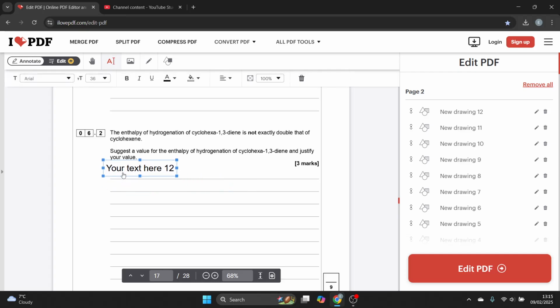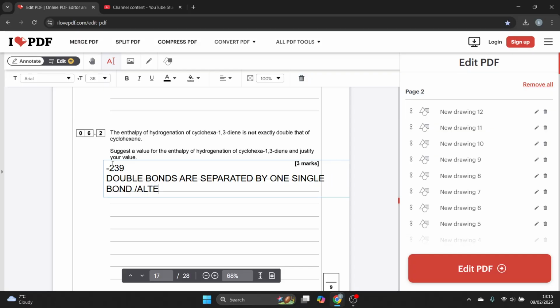Enthalpy is not exactly double that of cyclohexene. Suggested value minus 239. Double bonds are separated by one single bond, or we can say alternating, hence allows for some delocalization / overlap of p orbitals.